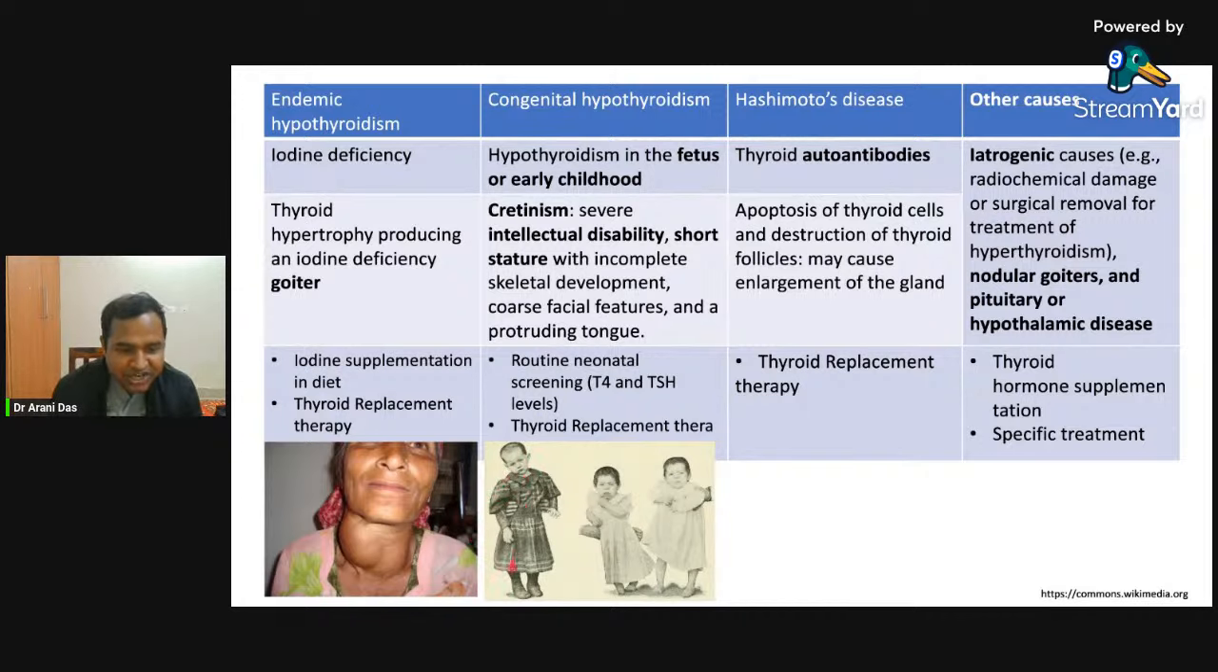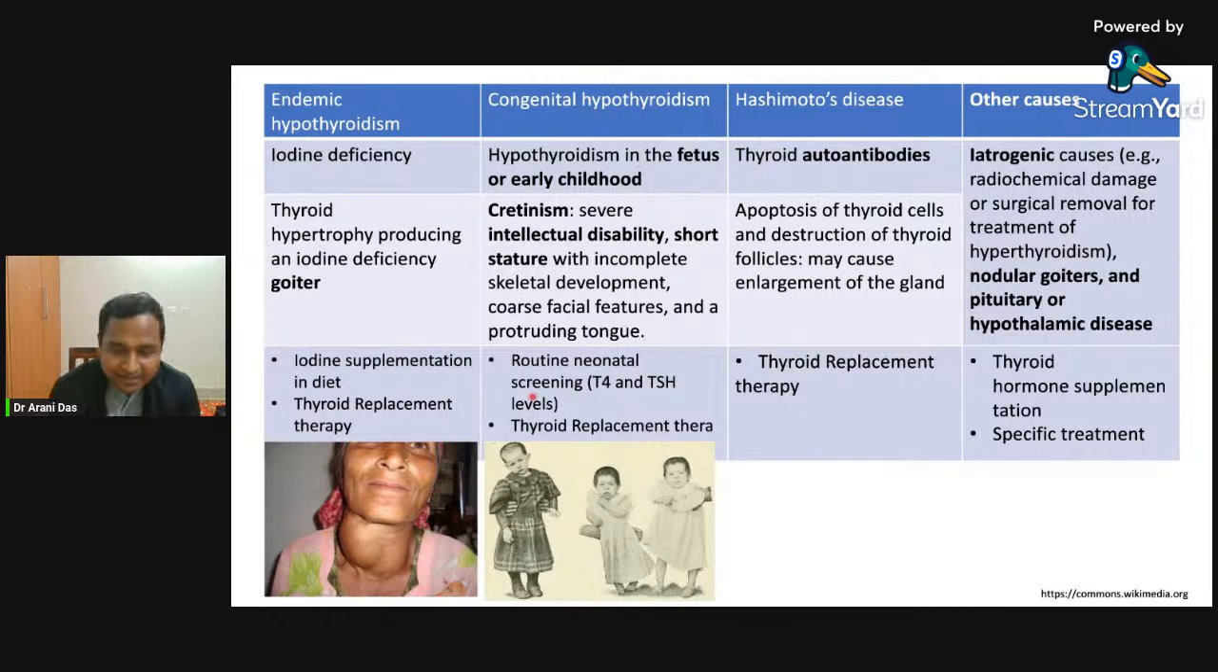Now cretinism looks like this. This is a normal child of 2 to 3 years, and this is a child with cretinism: short stature, with characteristic facial features. Mental retardation will be there. So routine neonatal screening is very essential.